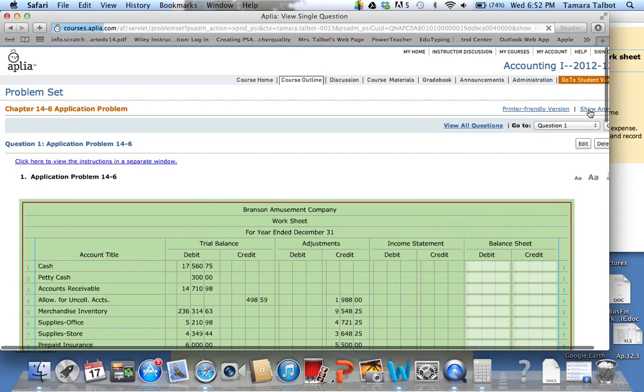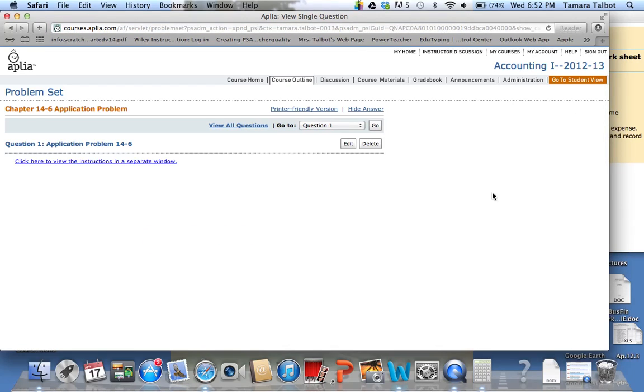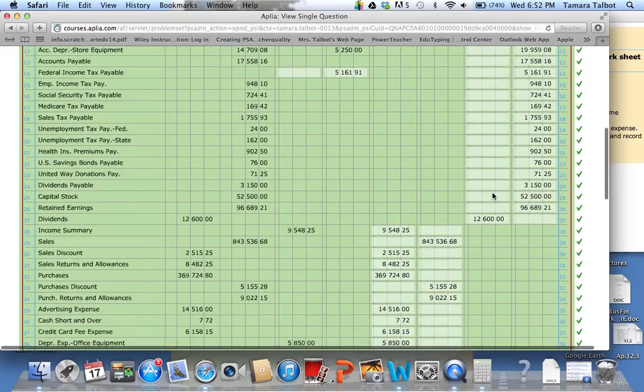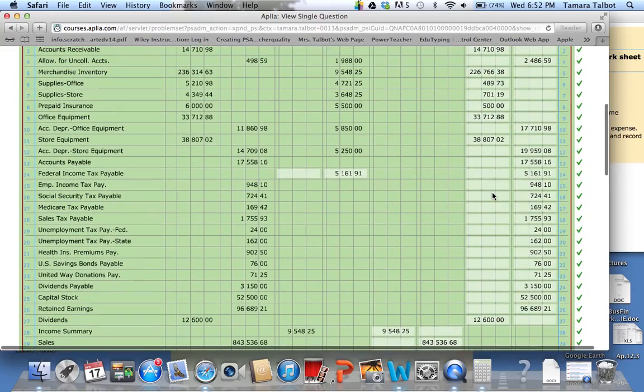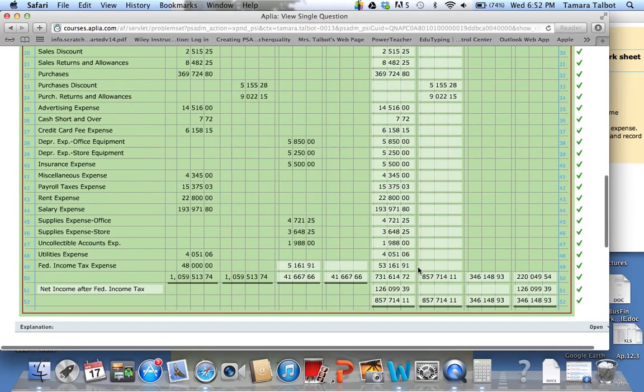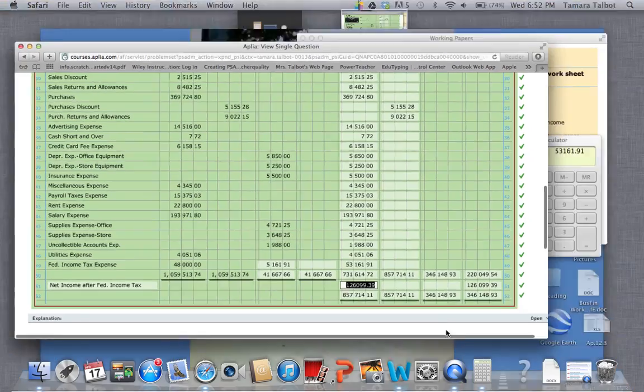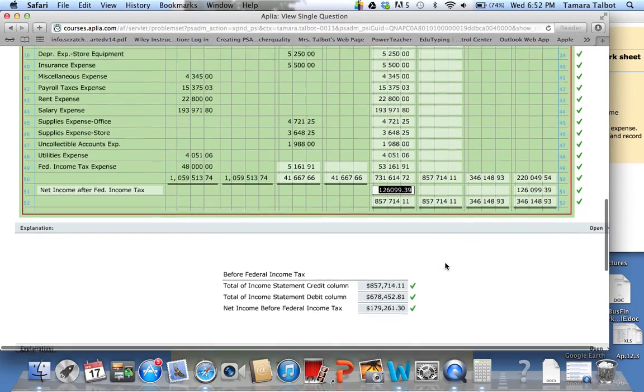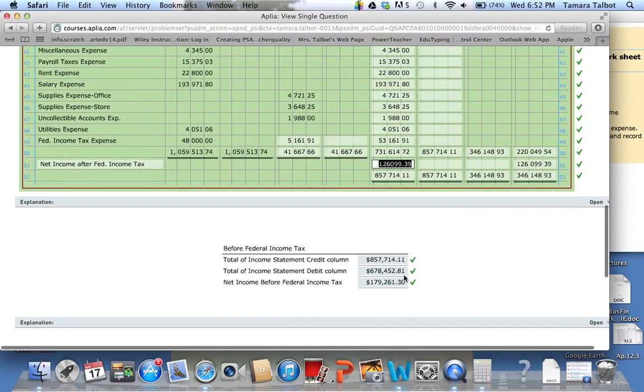Let me show you the answer again, just so you can see how they brought everything over. They brought these over. See, there's your income tax. Here's your expenses, income. See how they added the net income on there? But it is different. Whoops, sorry. It is different than what you did at first.